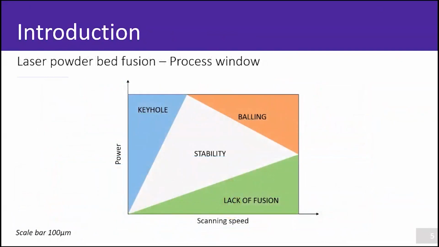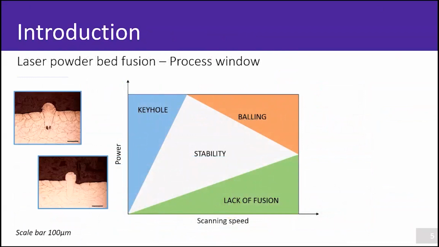So here you can see a process window of additive manufacturing. So we find the keyhole regime with, as I said, high power and low scanning speed. And here we can see the cavity from these two examples.